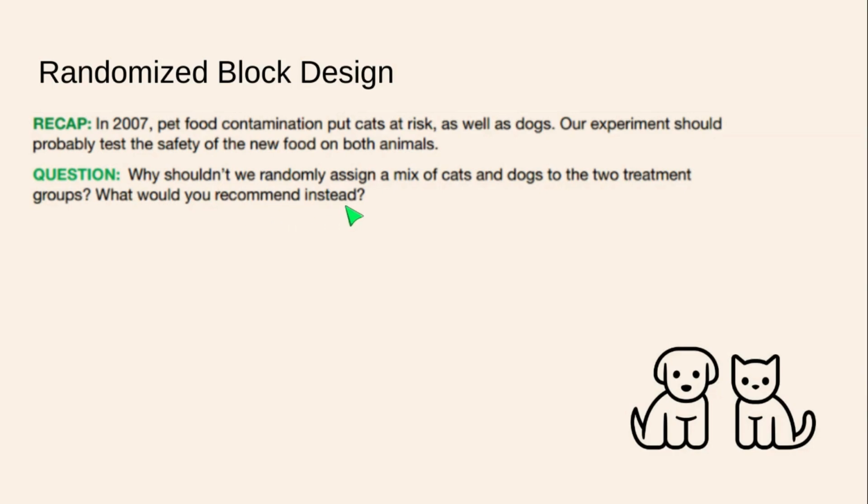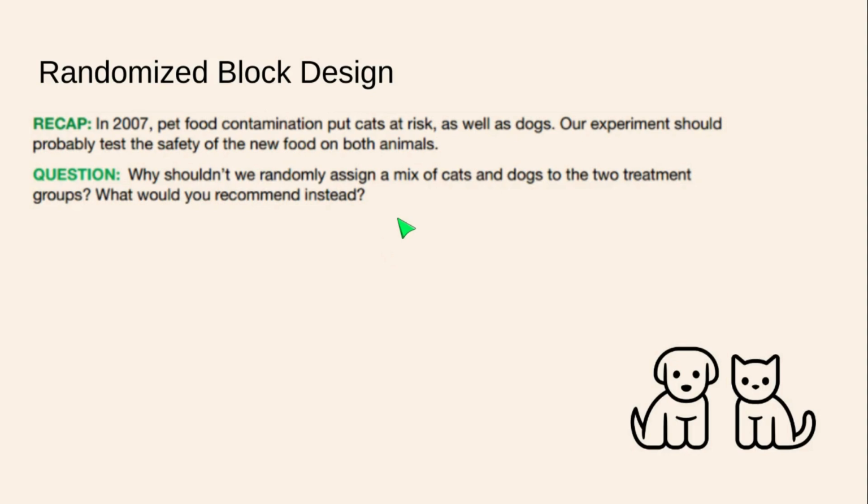Think about what the problem of this would be, assigning a mix of cats and dogs to the treatment groups, and what would you propose to do, perhaps using this idea right here. Give it a thought, see what you come up with, and then check your answer against the answer in the book.